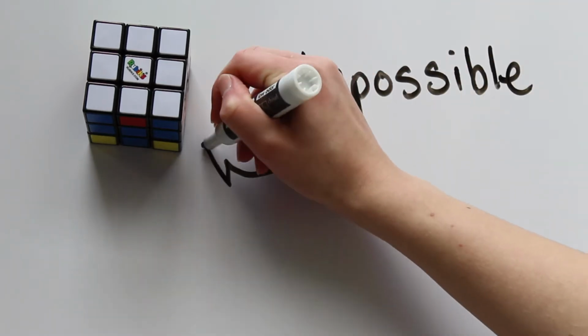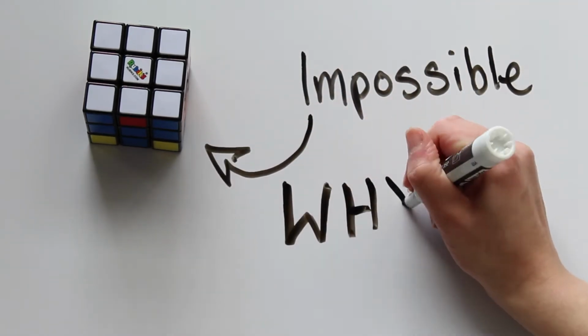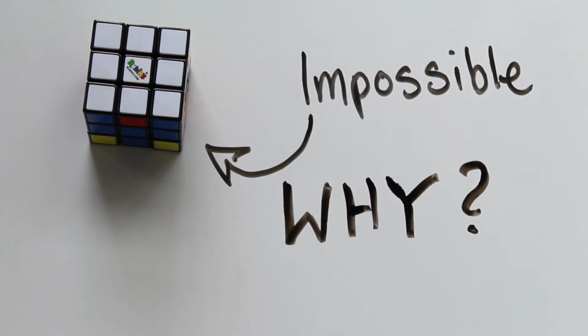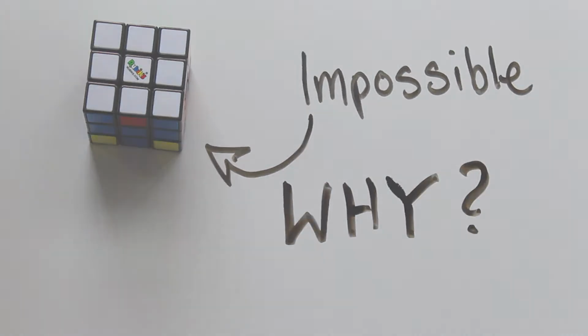We call these impossible arrangements. In this video, we will apply what we learned last time to determine the impossible arrangements of the Rubik's Cube. Let's get started.